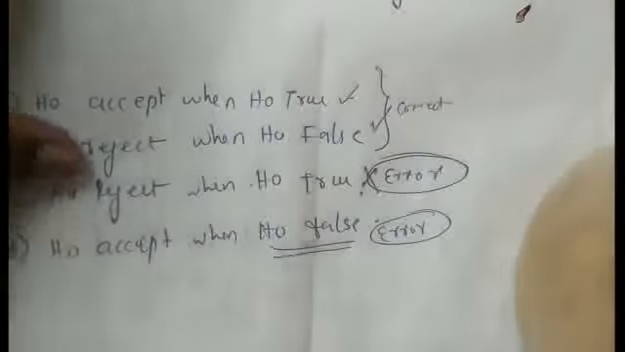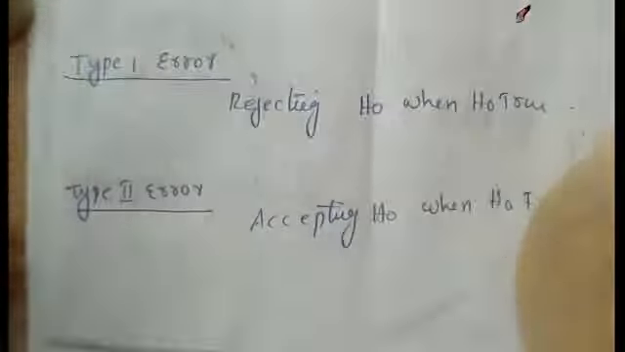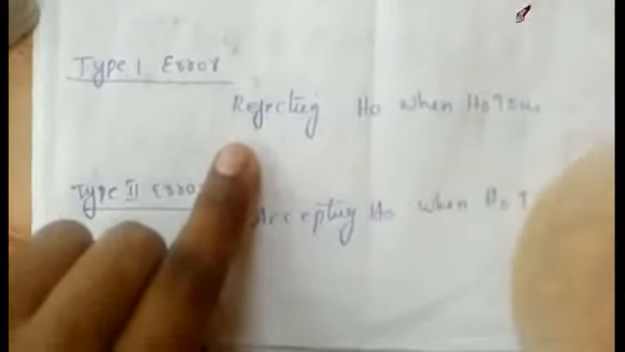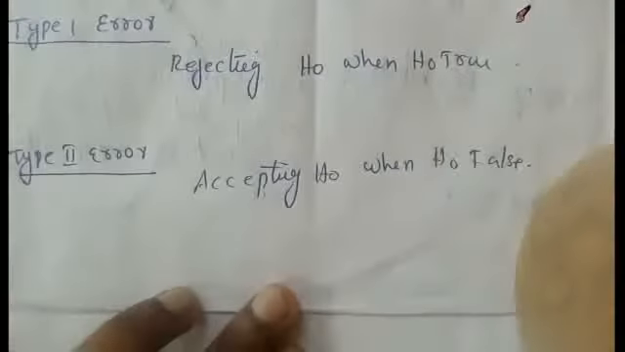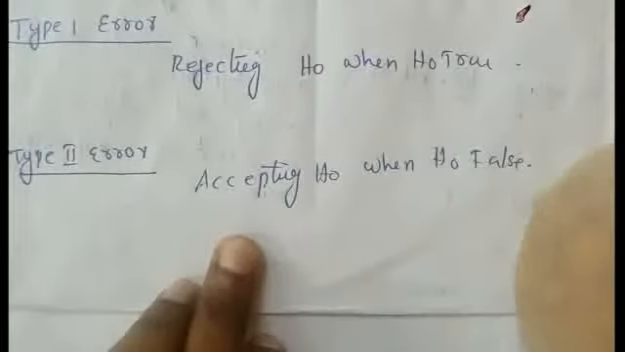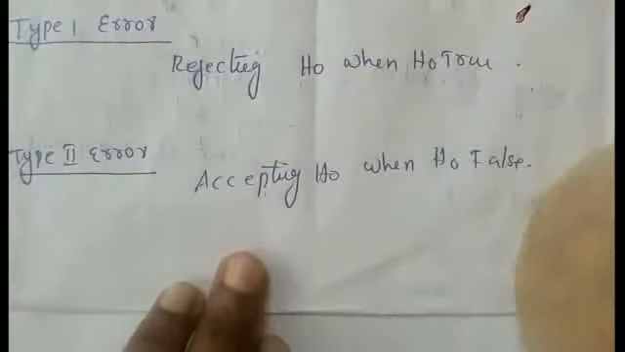These errors are called type 1 error and type 2 error. Type 1 error is rejecting H0 when H0 is true. Type 2 error is accepting H0 when H0 is false.